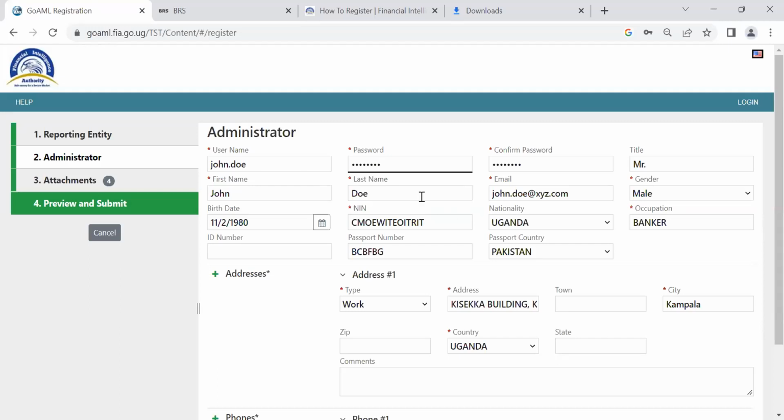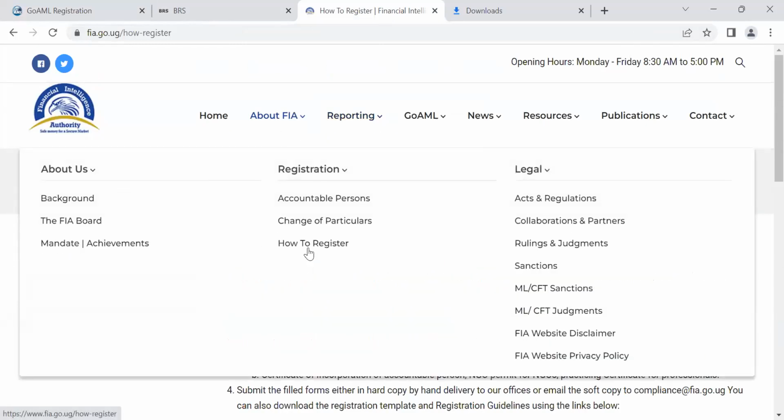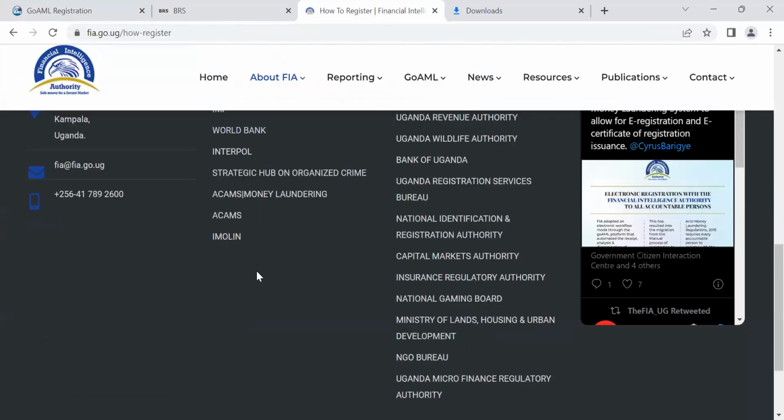Where do I go for Form 1 and Form 3? It's on the website. Yes, I'm on the website. About FIA, then How to Register. You'll find Form 1 and 3 there.